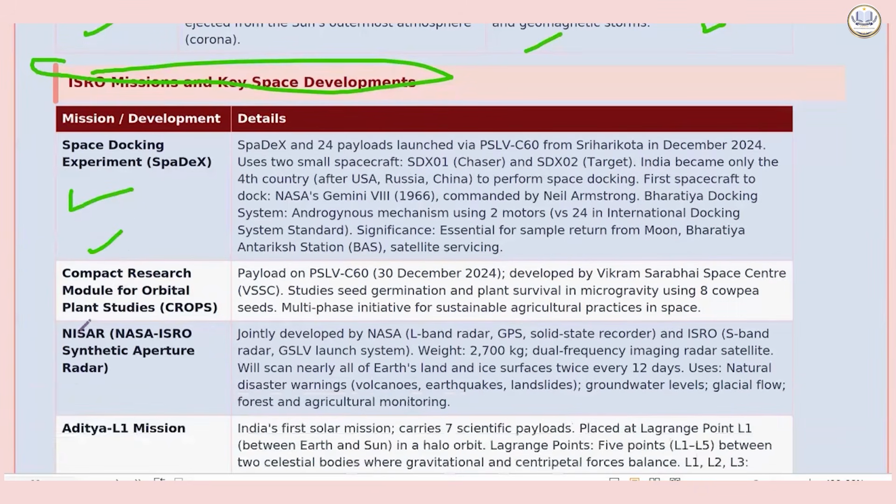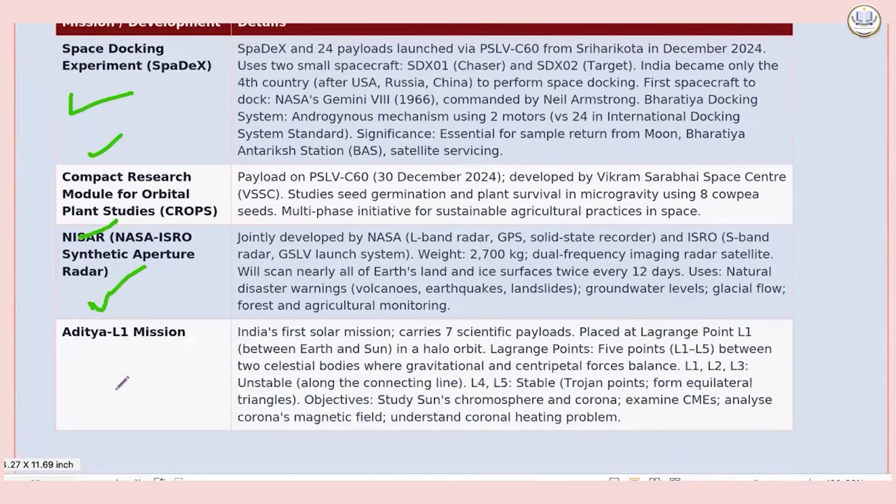Then we have compact research module for orbital plant studies, crops. So payload on PSLV C60 developed by Vikram Sarabhai Space Center. It will study seed germination, plant survival in microgravity. Using 8 cowpea seeds, multi-phase initiative for sustainable agriculture practices in space. NISAR is very important for your examination this year.